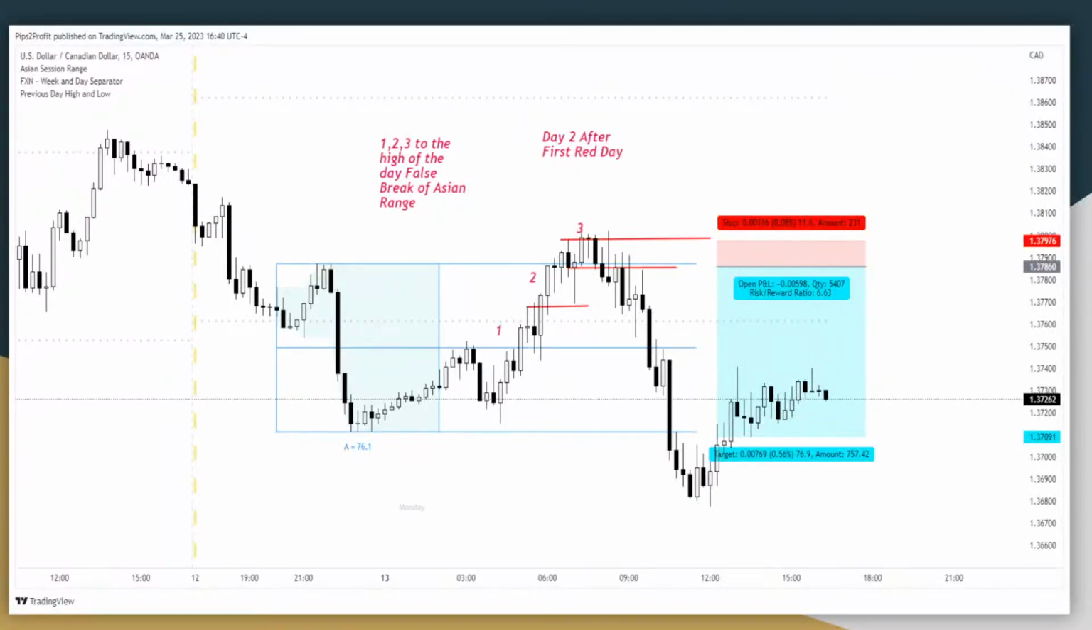I've noticed that USD CAD uses Asian range almost every day. In my opinion, everything uses Asian range every single day. I can go to the NASDAQ just because it's based off of opening range, the concept of it. I think that it works.